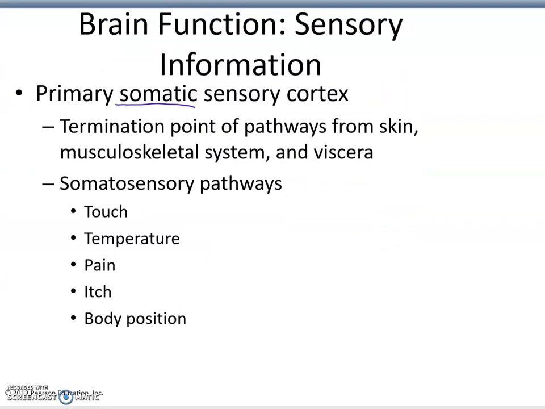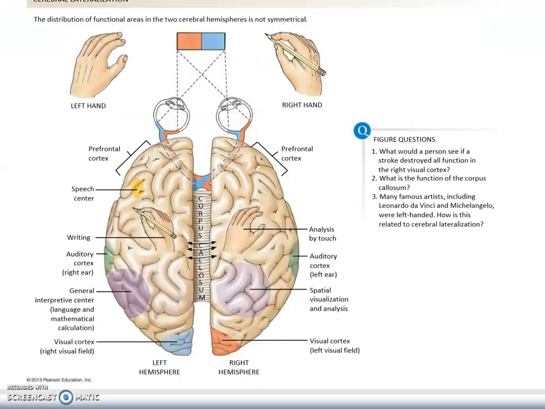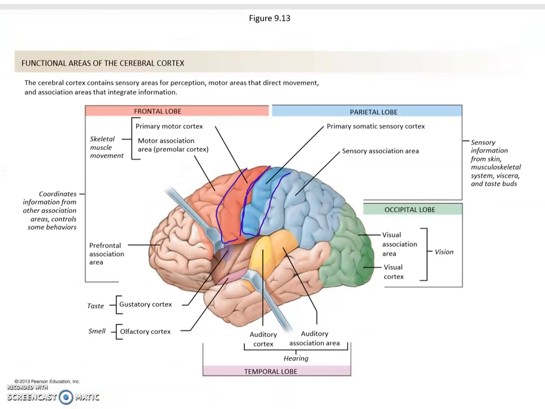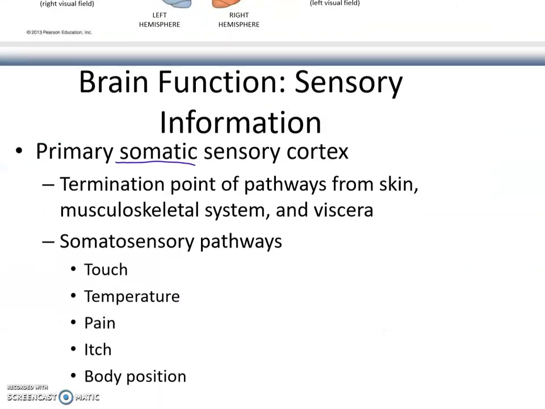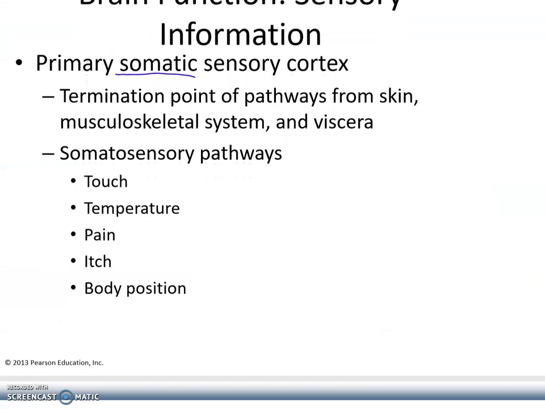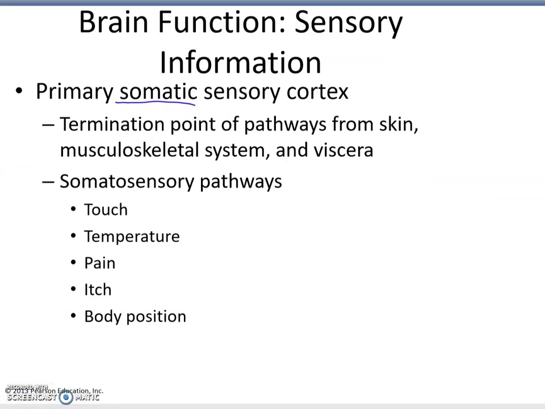Now let's go back to take a look at the processing of sensory information. We do have the somatic senses, that means these body-wide senses that you would see right here: touch, temperature, pain, itch, body position. These are body-wide senses and therefore referred to as somatic senses. Remember, we have the slice of cortex that's reserved for that. So let's go back. That would be the primary somatic sensory cortex right here. This is that blue slice where the information ends up. That blue slice is the termination point for pathways from the skin, musculoskeletal system, and the viscera, so your organs.